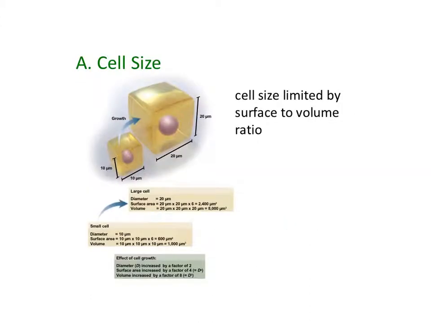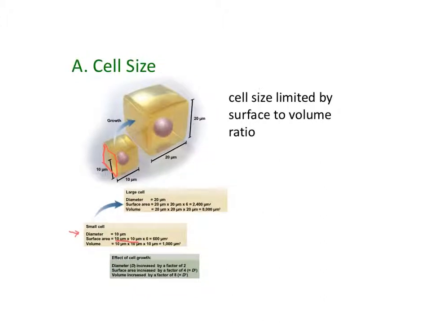So what limits cell size? Cell size is limited by the surface to volume ratio. There are two ways to look at this. Here's the professional version using a cube. If you look at a small cube, each length of the small cube is 10 microns. To get the surface area, you multiply 10 by 10 to get 100, and multiply by 6 because there are 6 sides to the cube, to get 600 microns squared.